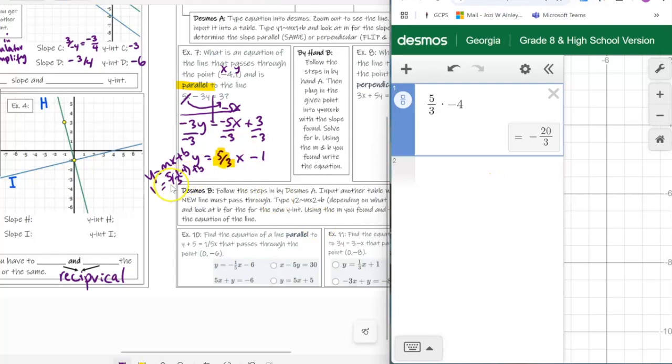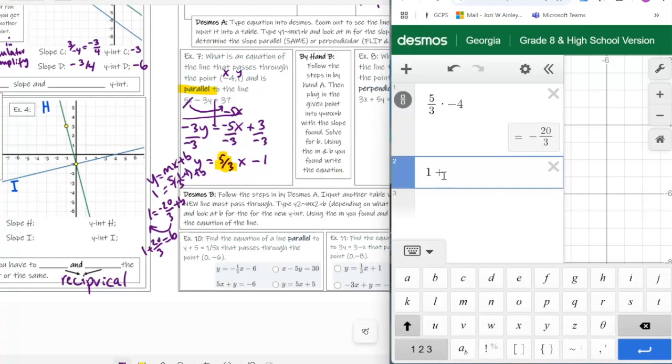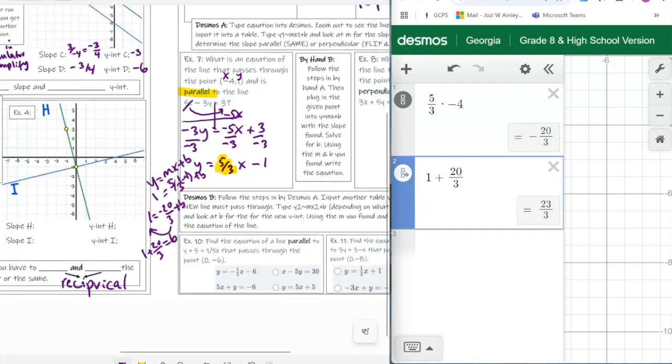So again, just keep squeezing it on the left side. 1 equals negative 20 over 3 plus b. To solve for b, we're going to take this to the other side, or add 20 over 3 to both sides. So 1 plus 20 over 3 is equal to your b. I'm just going to say 1 plus 20 divided by 3, make that a fraction. So b is equal to 23 over 3. So now I've got my b and I've got my slope.